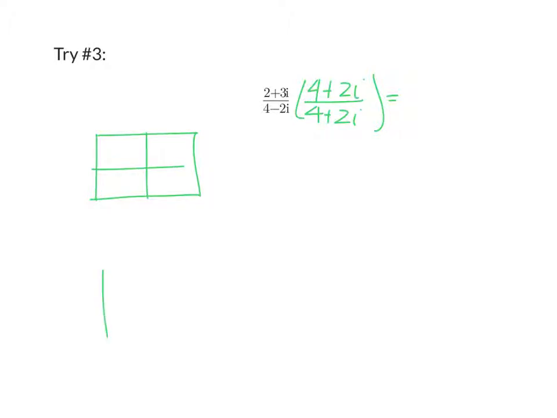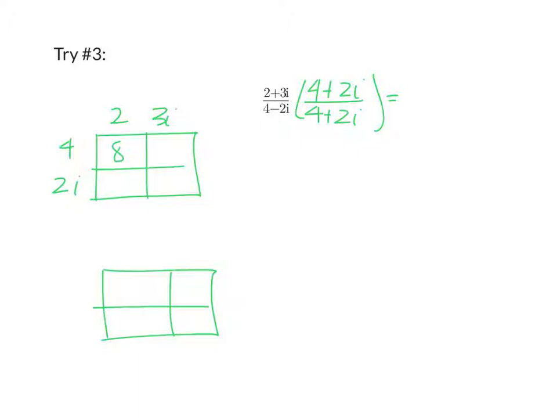Let's try another one. So for 2 plus 3i over 4 minus 2i, again, we multiply by the conjugate. So the conjugate for this one is actually 4 plus 2i over 4 plus 2i. And I really need to specifically say the conjugate itself is 4 plus 2i. Anyway, we need to go ahead and multiply. Now this one isn't just a distributive property, so we're going to have to do a box for the numerator and a box for the denominator. So here's the numerator and here's the denominator. All right, 2 and 3i, and then 4 and 2i.